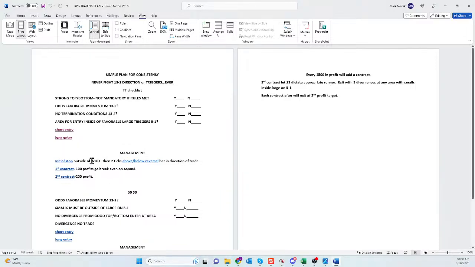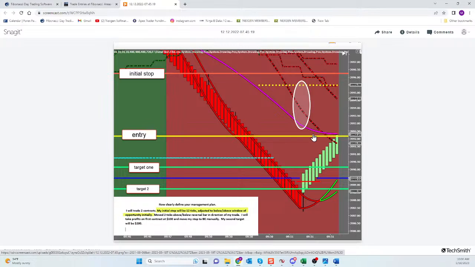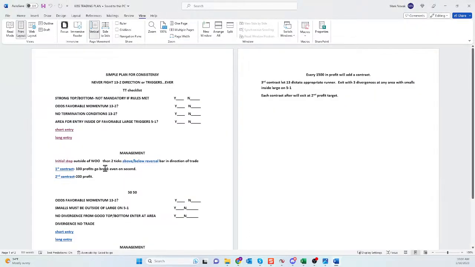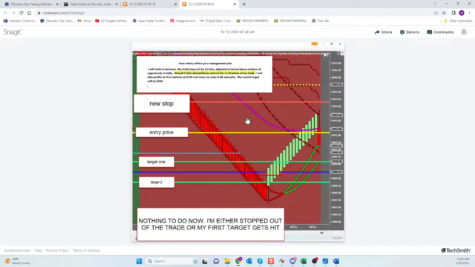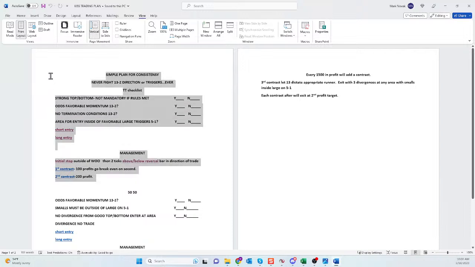My initial stop is outside the window of opportunity. And look at this, because I want to know exactly what it looks like. There it is defined. Then 2 ticks above or below the reversal bar in the direction of the trade. Again, I put pictures of my management plan, so it's something that I can repeat every time I take the trade. First contract at 100, go break even on the second. Second contract at 200, I'm looking for $300 per move. Guys, this is your highest probability trend trade. Notice that it takes up less than a half a sheet of paper, right?